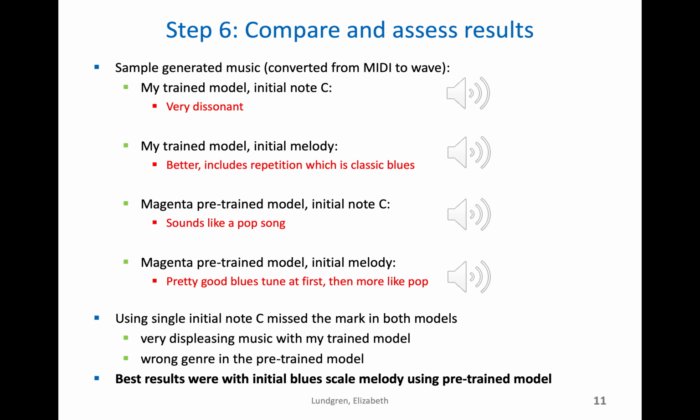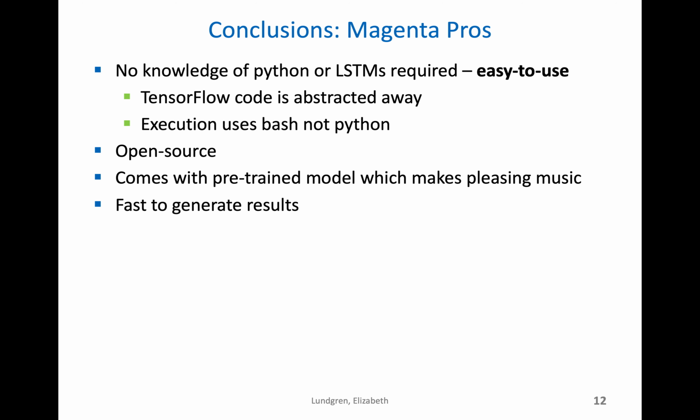Okay, that was really bad. So that was my trained model, primed with an initial note of C, and it is very dissonant. How about my trained model using the initial melody with a blues scale?